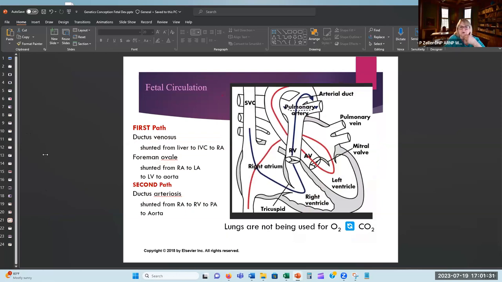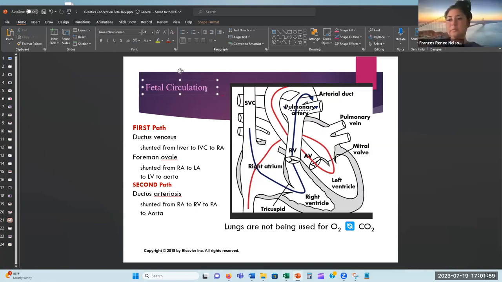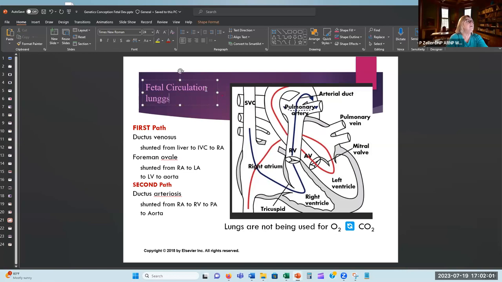Fetal circulation. Don't get caught up in fetal circulation. Fetal circulation is different. Why is it different than adult circulation, heart circulation? What is the underlying cause or the need for it to be different? What do you think? Because they're not breathing in the womb. Yeah, lungs are non-functional.